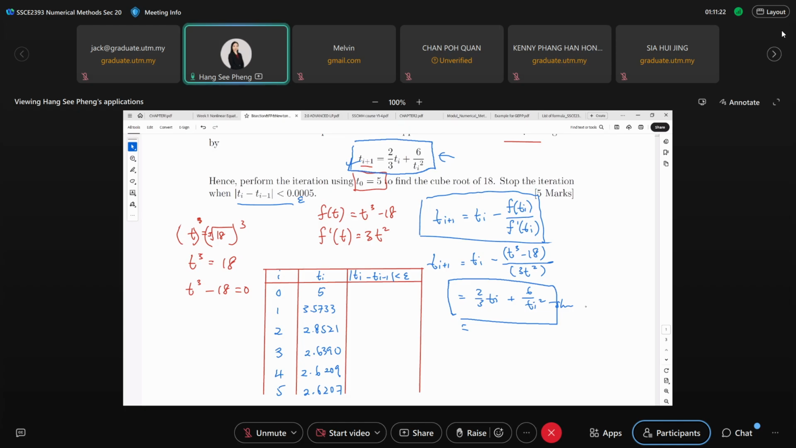Now, until here, you can see T5 minus T4. This one minus this one. You get a minus 0.0002. But in the modulus, right? Modulus. So you can say that is smaller than epsilon because 0.0002, yeah, that is smaller than epsilon. Then we stop at these iterations.